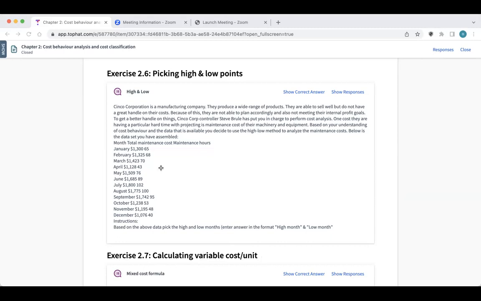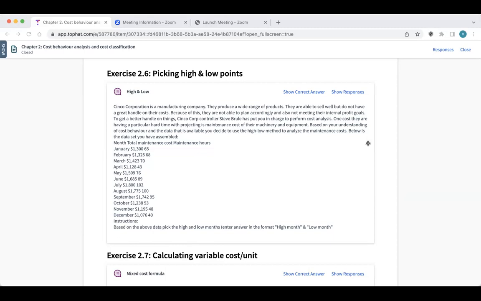The next thing we're going to do in exercise 2.7, not to get too far ahead here: now that we have the high and the low picked, we want to determine the slope of our cost equation. For our purposes, slope we refer to as variable cost per unit. How do I calculate variable cost per unit? Well, that's simply the difference in cost between the high and the low month divided by the difference in hours between the high and the low month. If I want to, maybe I can make it a little bit clearer here.